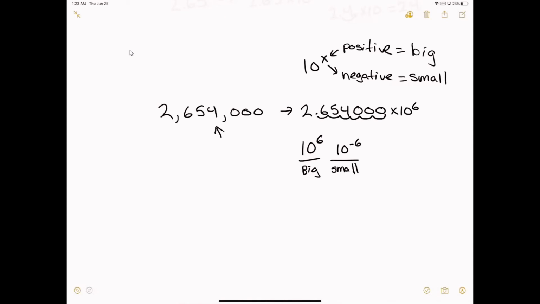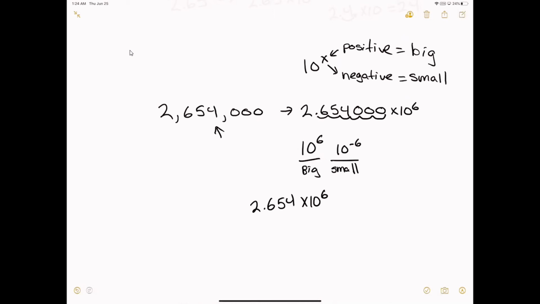Now, you don't always have to put those zeros at the end. Sometimes you will, sometimes you won't. It depends on something called significant digits or significant figures, and we're going to talk about that next week. But for this worksheet, if you just want to write 2.654 times 10 to the 6, feel free, because those zeros really don't mean anything. They're just placeholders for this particular example. Okay, that's how you would do scientific notation.